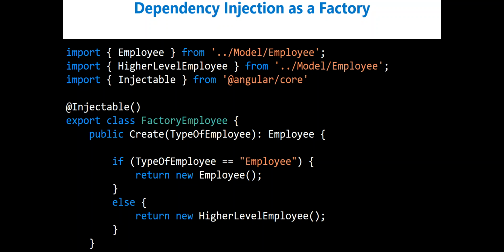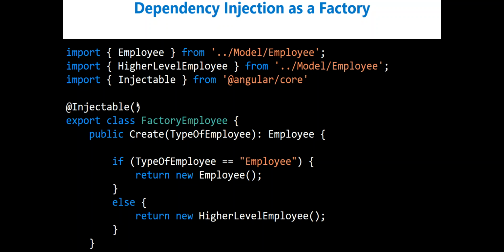Yeah. So if you think about this particular code, right? If the type of employee that the user selected is employee, then the factory service will provide you one set of employee object. If it is of another type, then I will be returning this particular thing. So this particular factory employee is going to be injected somewhere. This has to be injected somewhere. That is why I put an injectable keyword.